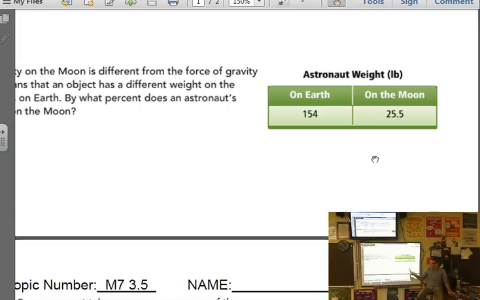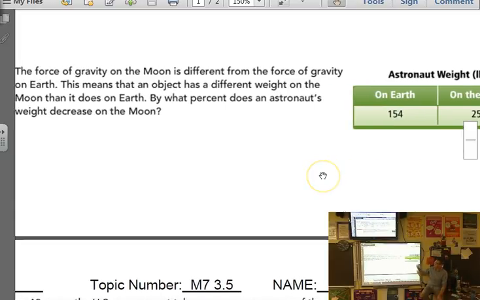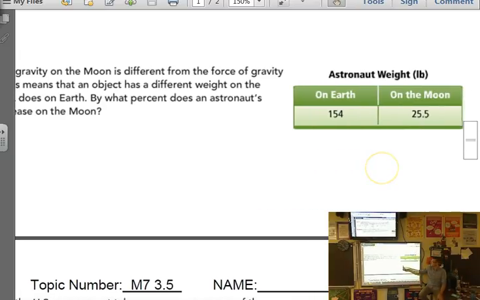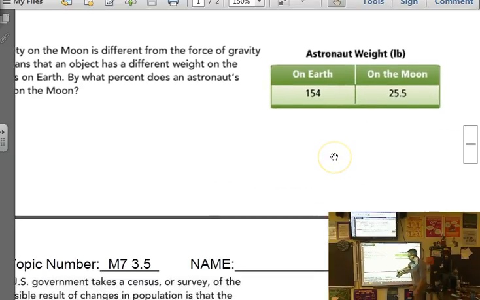So, what would be our percent decrease of weight on Earth compared to weight on the moon? What would be your percent decrease here? Try this out on your own. Take a second to solve this math.